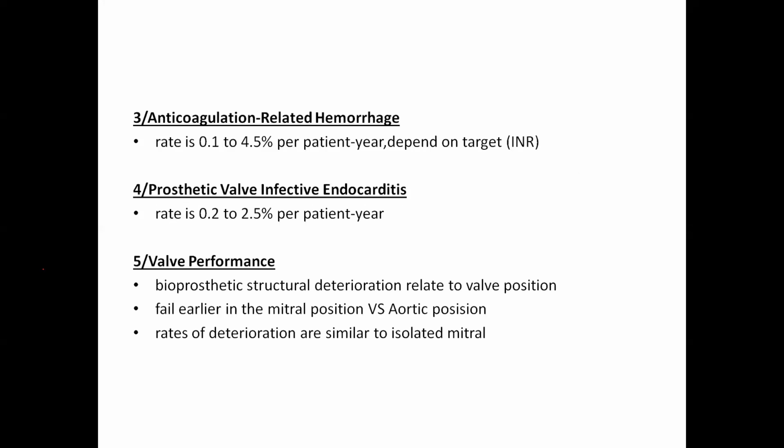Anticoagulation-related hemorrhage is rated at 0.2 to 2.5% per patient year, depending on the target INR. Sorry, for anticoagulation-related hemorrhage, it's rated between 0.1 to 4.5 per patient year. And for prosthetic valve infective endocarditis, 0.2 to 2.5 per patient year.